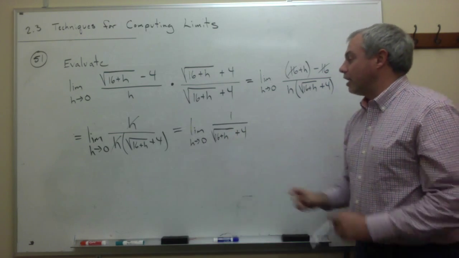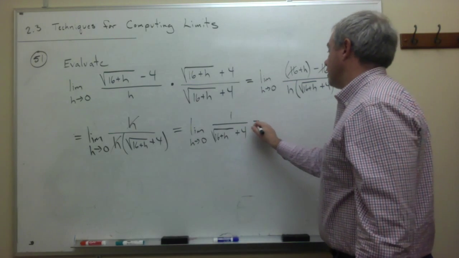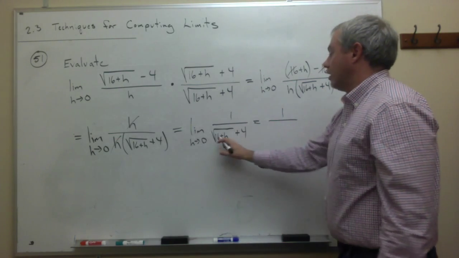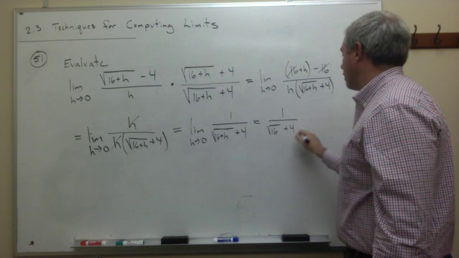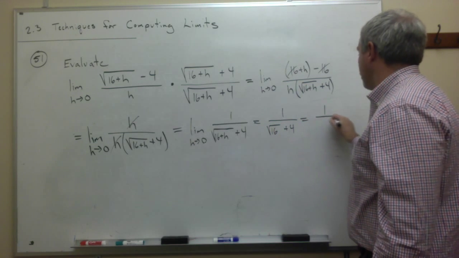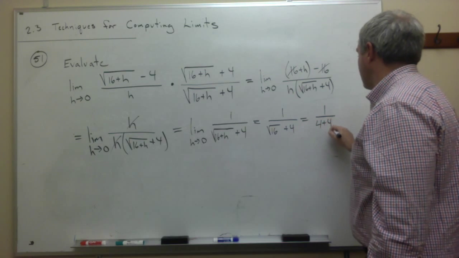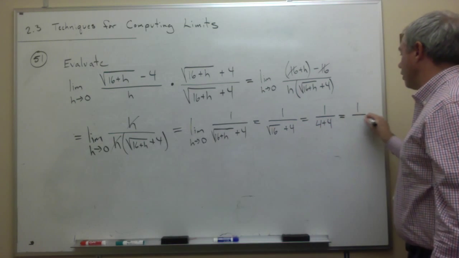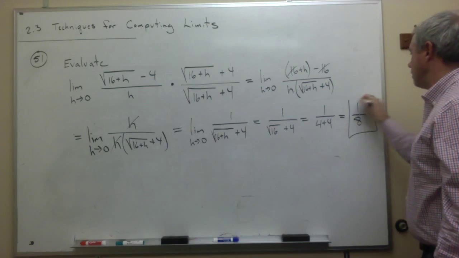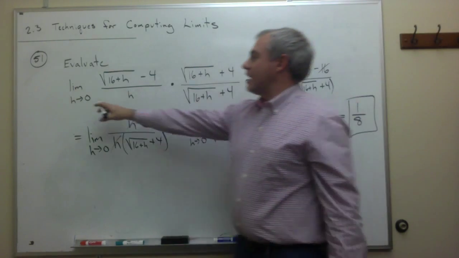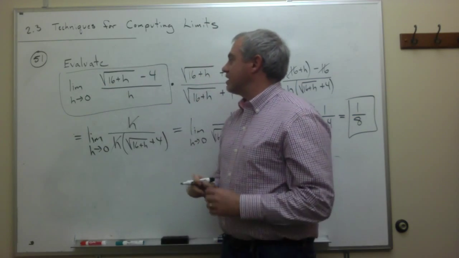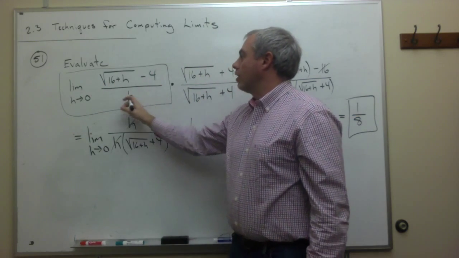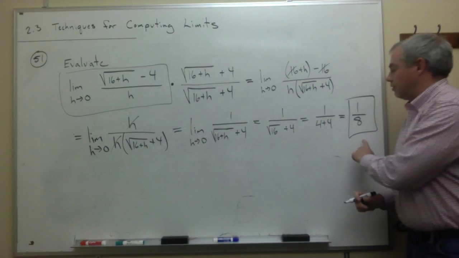So I can go ahead and plug in that h is 0, which would give me 1 over the square root of 16 plus 4. In other words, this is 1 over 4 plus 4, or 1 over 8. So the limit as h goes to 0 of the square root of 16 plus h minus 4 over h is 1/8.